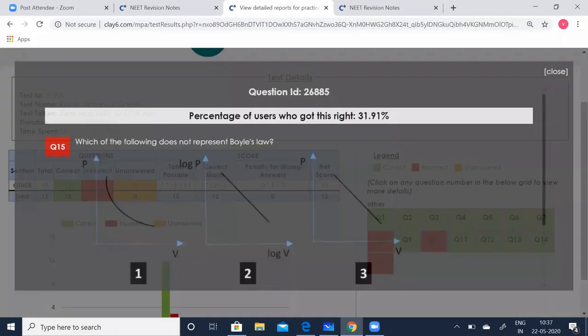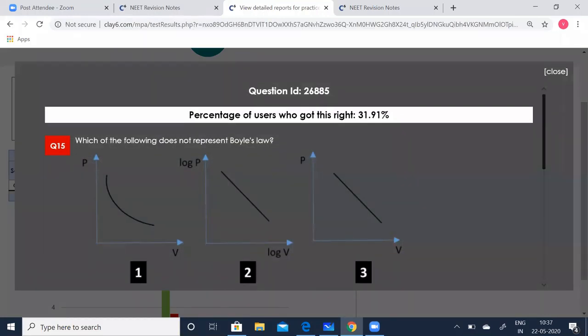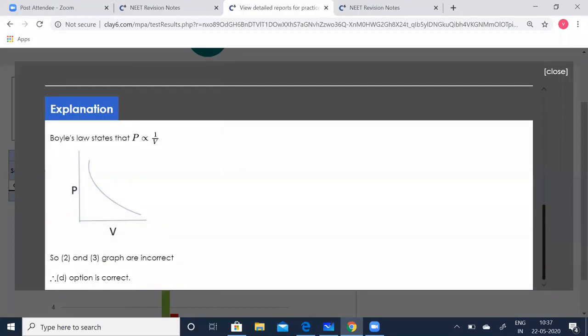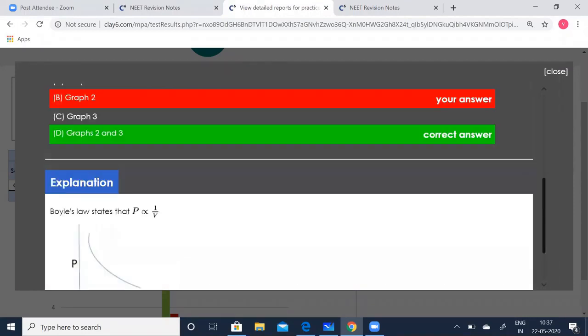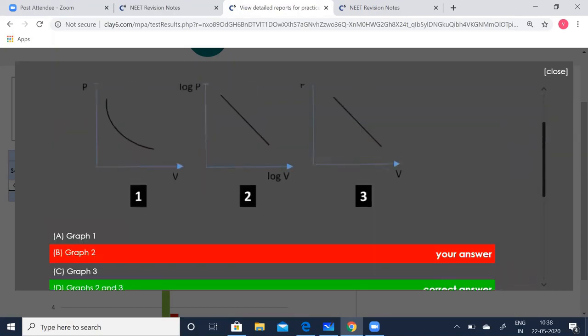And the 15th one, which of the following does not represent Boyle's law? Let's see. P is inversely proportional to V. So 2 and 3 graphs are incorrect. When we take log P and log V, you can see the graph here. This is not going to be a constant. It is always a curve only. So 2 and 3 should be the correct options, both, because we have taken here log P and log V.